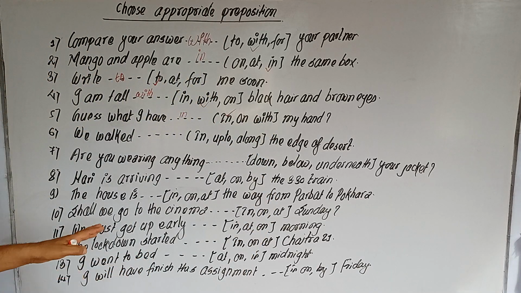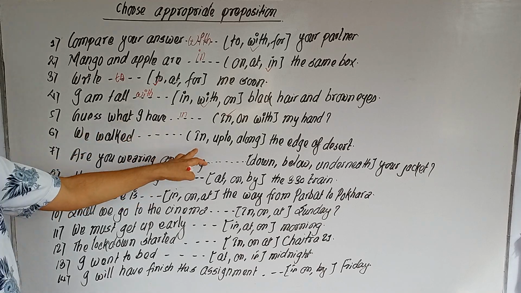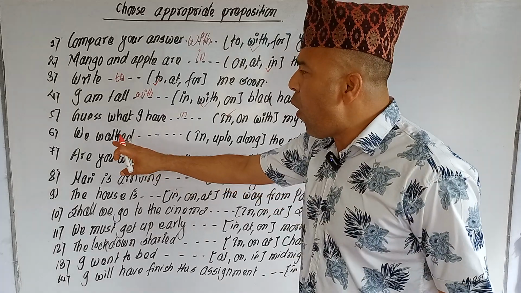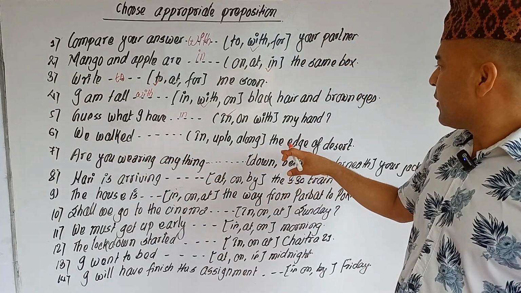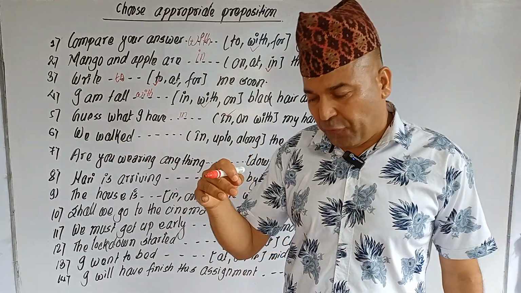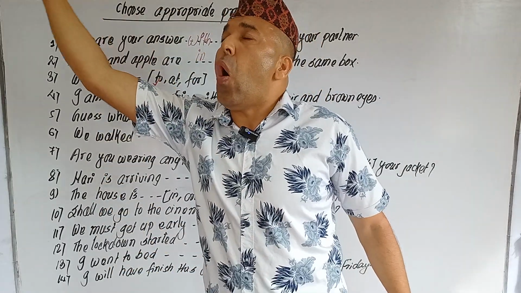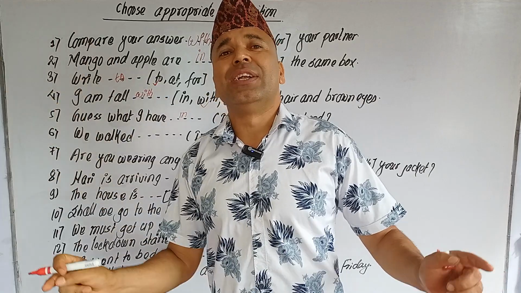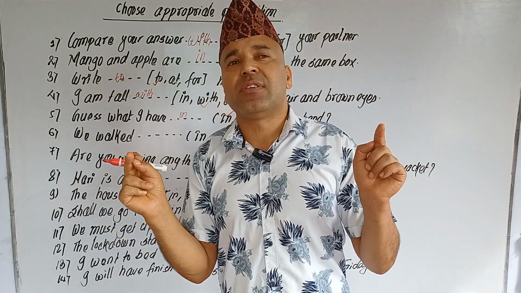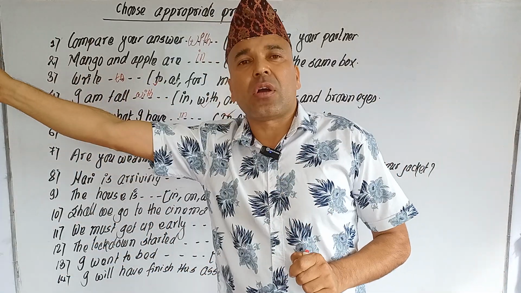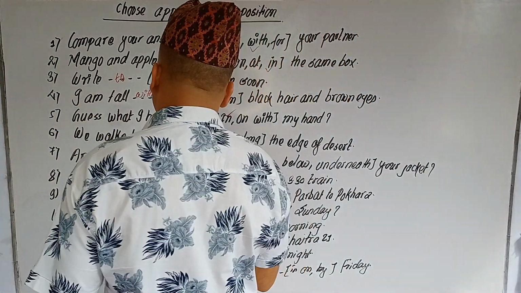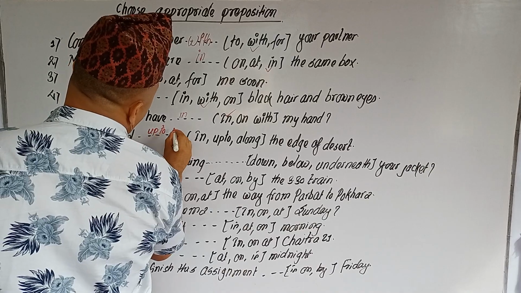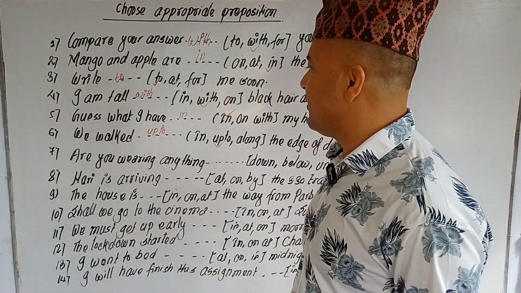Okay, we walk in, up to, along the edge of the desert. Up to means the edge of the desert, from one part to another part, from this point to those two different points that we need to cover. That's why up to is right.